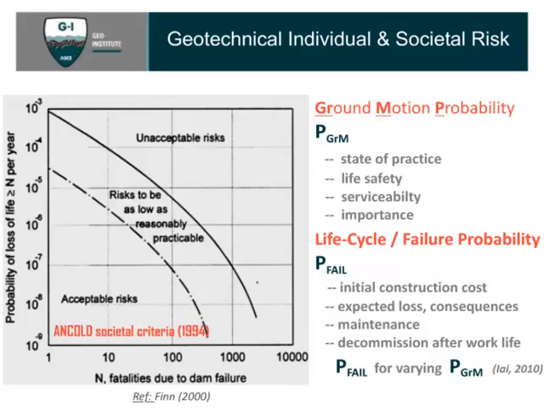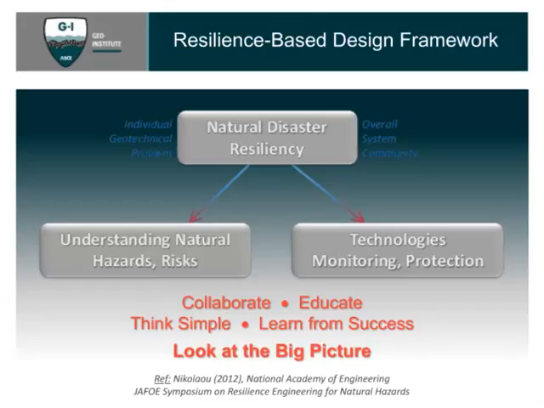And all of these in a simple graph require the combination of understanding natural hazards and risks with the best technology we have, and also using technologies like monitoring and protective systems to achieve combining both natural disaster resiliency, not only for an individual geotechnical problem, but also an overall system.